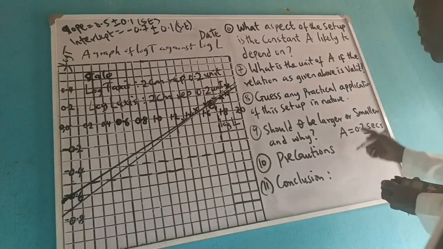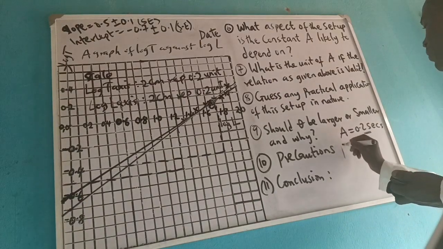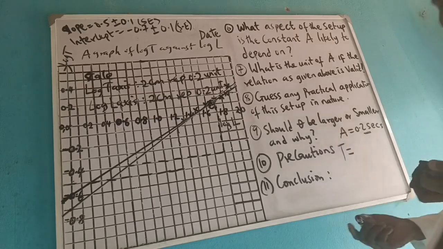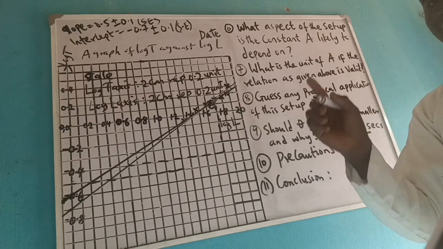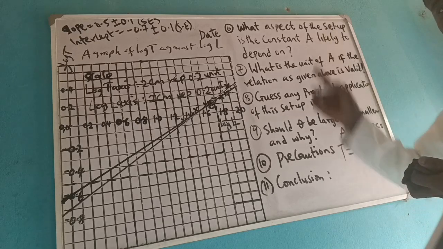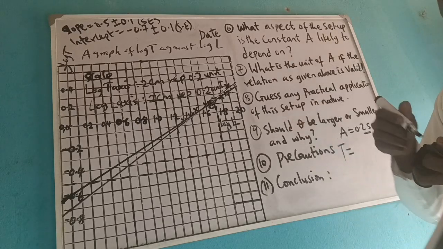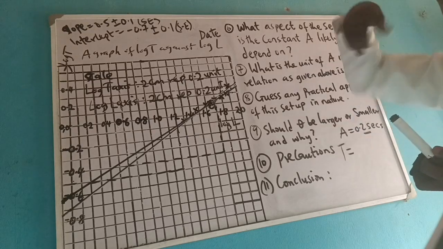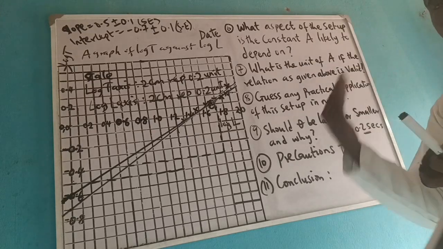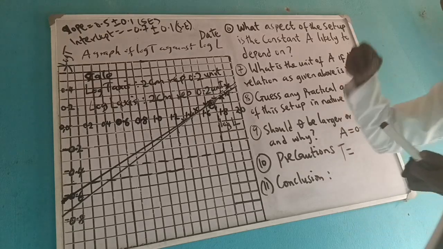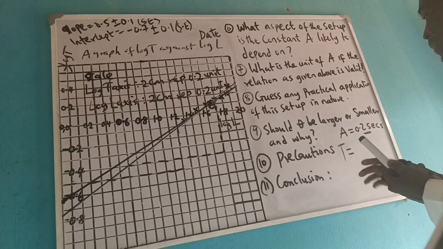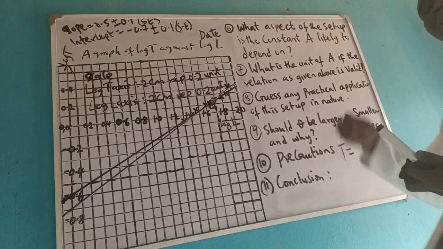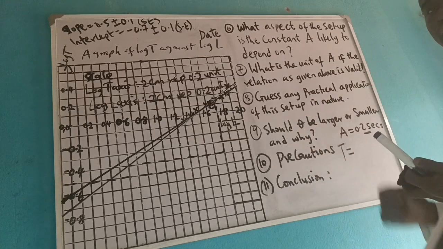So A is your periodic time, and every period depends on a lot of things. One, it depends on the length of the thread, because we use thread in this experiment. That thread is used to hold that meter rule, so to speak. It depends on the length of the thread, on the mass of the ruler, also on the strain constant K.